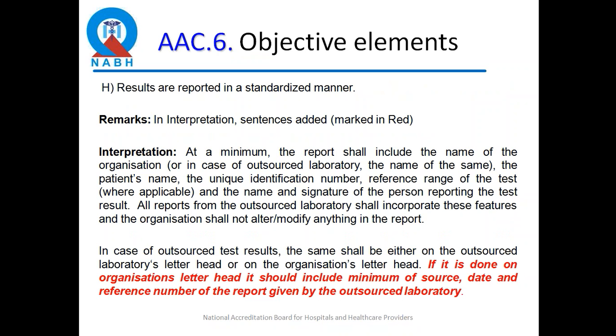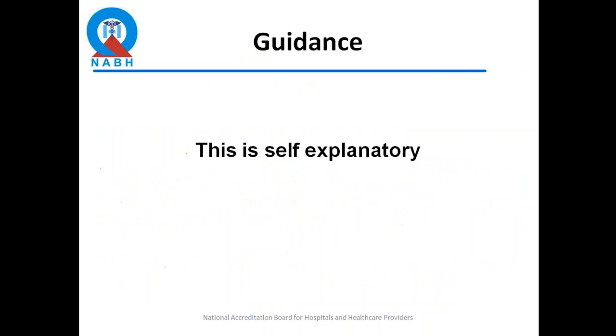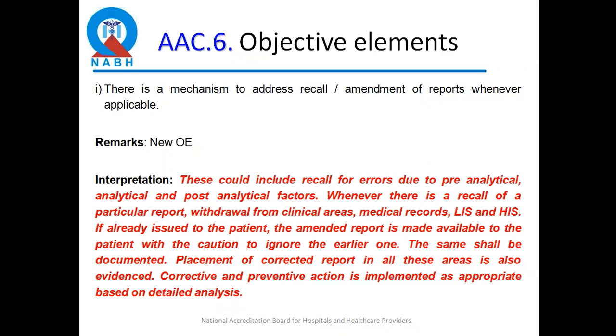AAC 6H is that, again, a small interpretation in red is changed: if the organization is giving a test to an outsourced lab, then the result should be coming on the outsourced lab's letterhead. If not, if you're giving it on your own letterhead, then you must give a reference, to bring in transparency, that the source, date and reference number of the report given by the outsourced lab should be mentioned in that report, so that the patient knows and there is a spirit of transparency that the test was actually given to an outsourced lab.